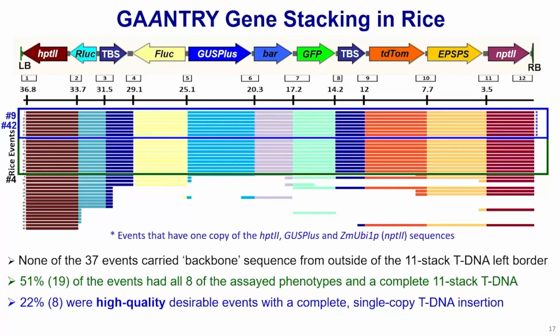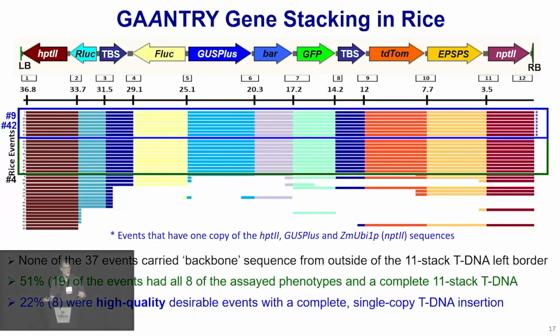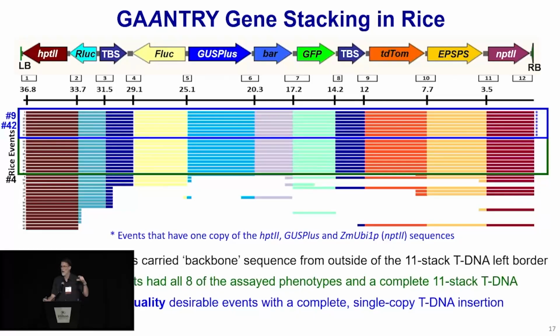Since we published this work, I'm going to focus on 3 of these events that we characterized more thoroughly. Event 9, 42, and number 4. So 9 and 42 are what I call high quality events. They were apparently single complete tDNAs. And number 4 was clearly not that. It had cargo sequence from near the right border side of the tDNA and cargo sequence near the left border, but it apparently was missing sequence in between those.